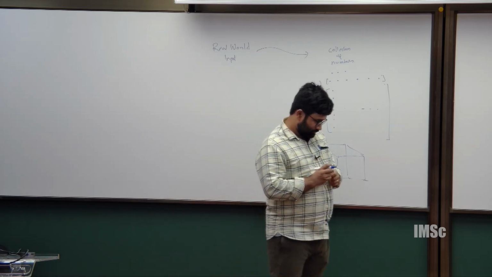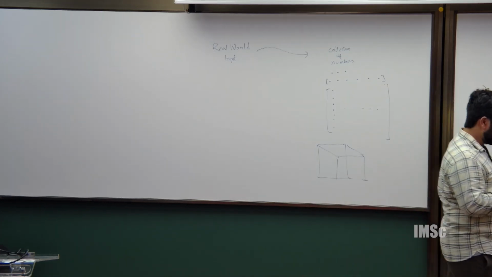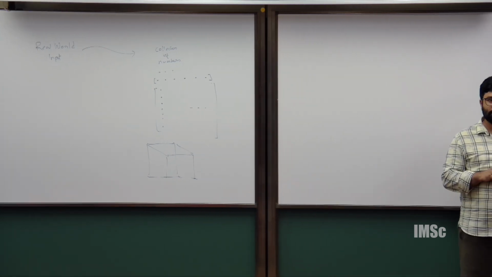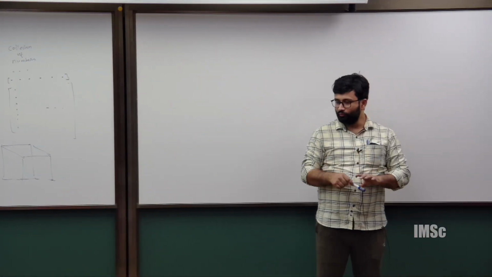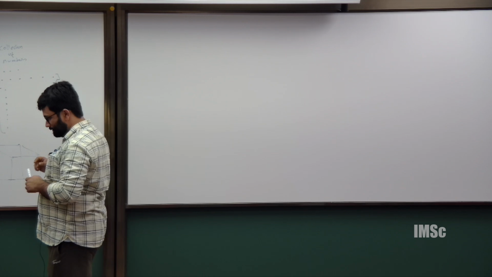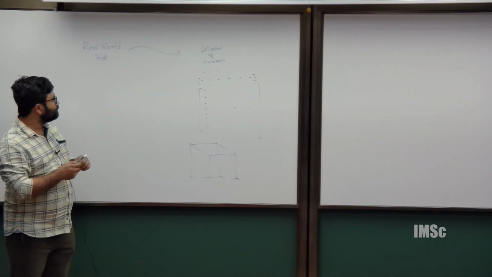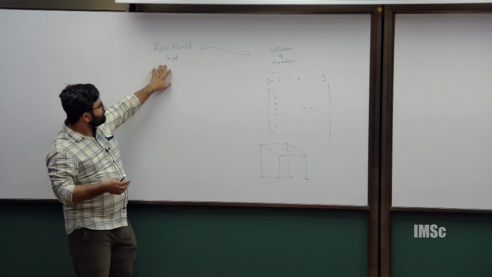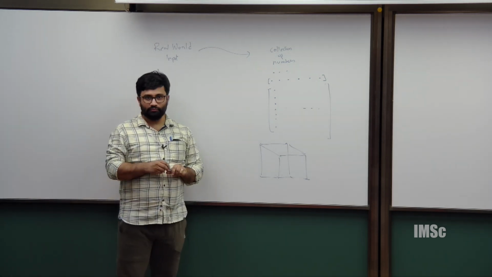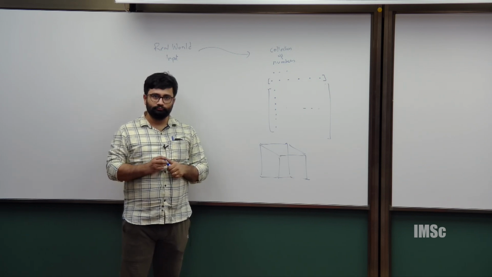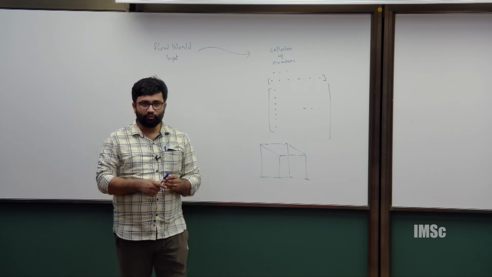Let's start with an example. Suppose you want to process some text. You have a book, or maybe a very long news article, and you want to summarize it into a few lines. The first thing to do would be to convert this news article, which is a real world thing, into some sort of collection of numbers. So my question to you is, how would you do that? There can be many ways of doing it, but maybe you can come up with one way.